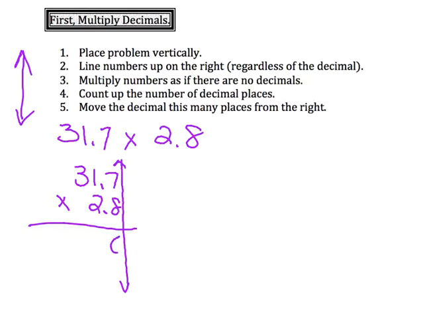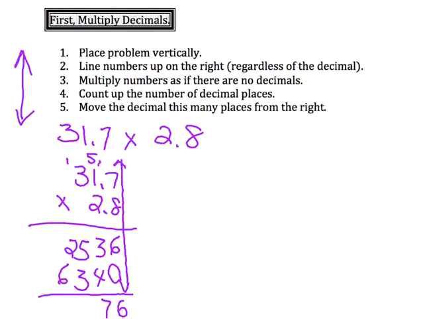7 times 8 is 56. Carry 5. 1 times 8 is 8, plus 5 is 13. Carry 1. 3 times 8 is 24, plus 1 is 25. I always put a 0 as a placeholder, because if my problem starts going sideways, at least I have something helping me go in the right direction. 7 times 2 is 14, carry the 1. 1 times 2 is 2, plus 1 is 3. 3 times 2 is 6. And then we add 6, 7, 8, 8.